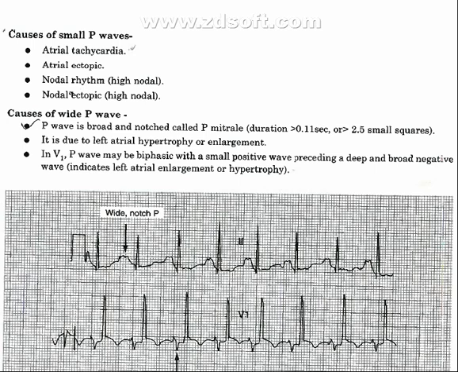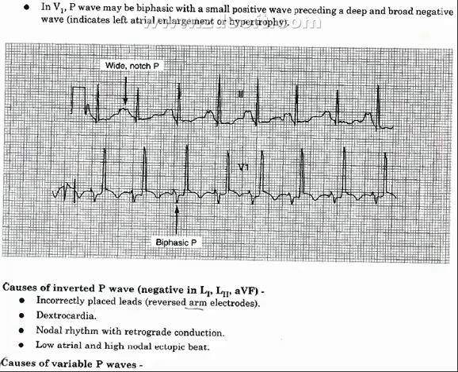In V1, the P wave may be biphasic, with a small positive wave preceding a deep broad negative wave, indicating left atrial enlargement or hypertrophy. This ECG shows a wide notched P wave in lead 2, and in lead V1 there is a biphasic P wave.